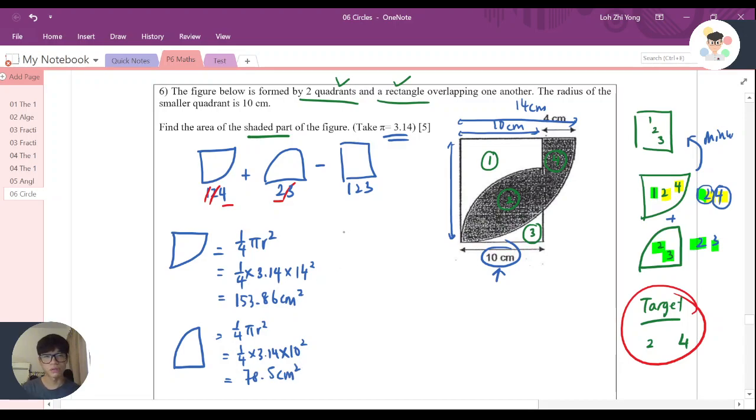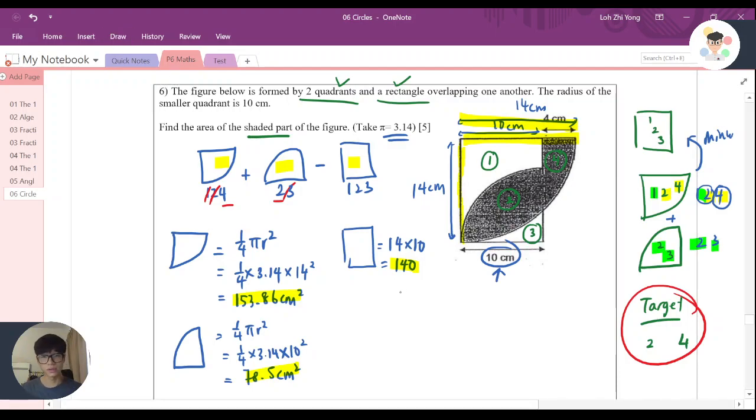And the last shape we need to find is the rectangle. Of course, the rectangle will be much easier. Once we found this length is 14 cm, I know that this length is also 10 cm. So again, base times height, so it's 14 cm times 10 cm, and that's 140 cm squared. What I found is 153.86, 78.5, and 140. What I need to do is add these two together and minus the rectangle.